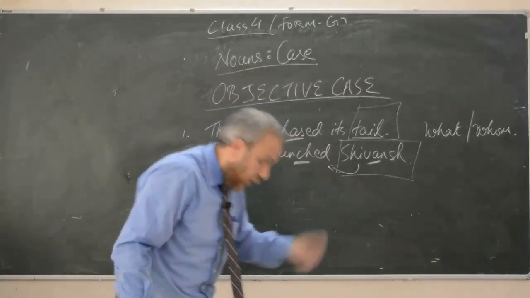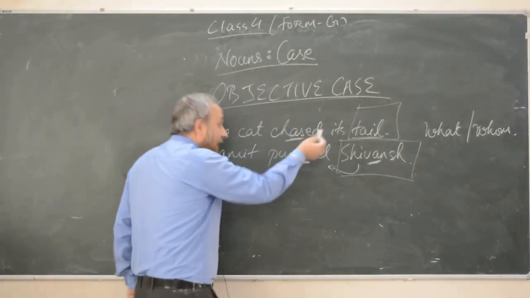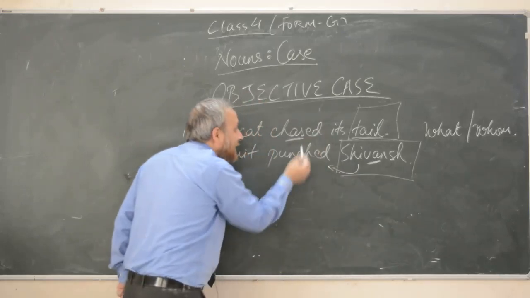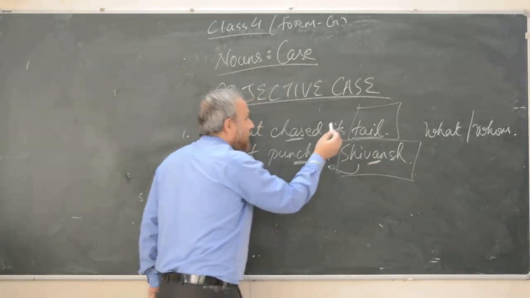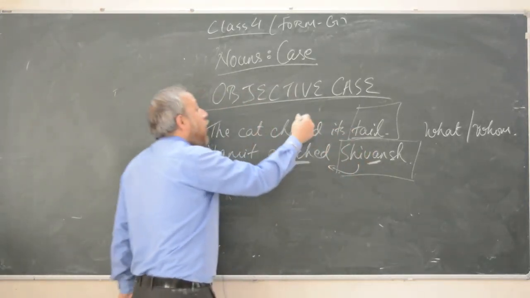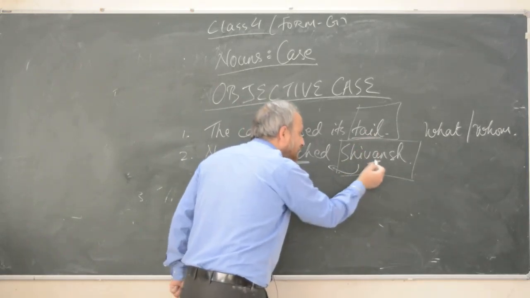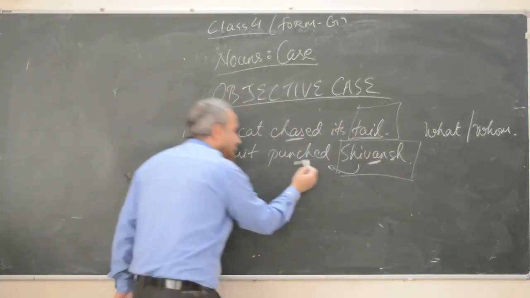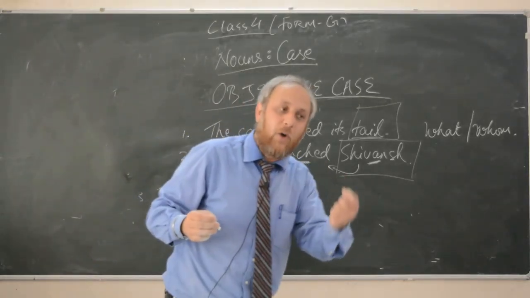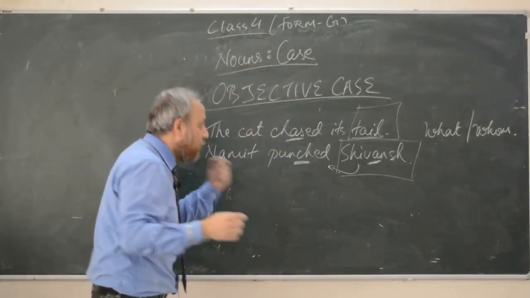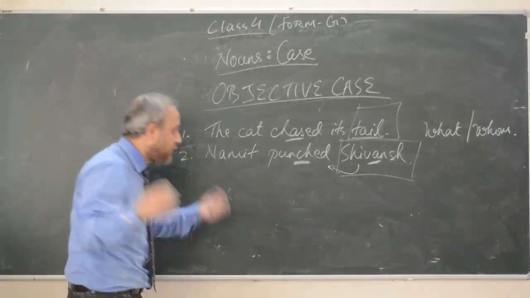Okay. So what do I mean? I mean the relationship that it has with these verbs chased and punched. What is the relationship? The relationship is that the word tail is the object of the verb chased and the proper noun Shivansh is the object of the verb punched. Remember that. Okay, this is what I mean by objective case. And you also have objective cases after prepositions as well.